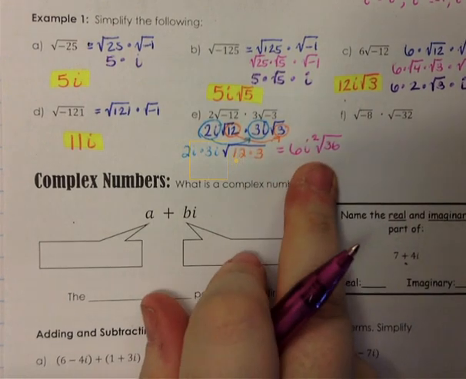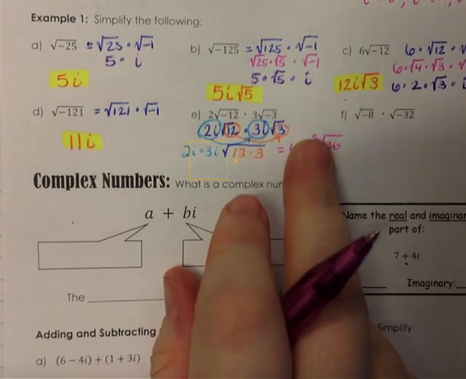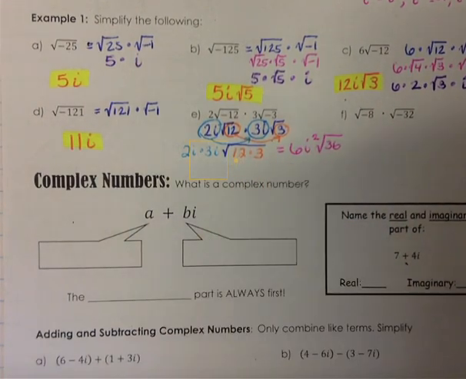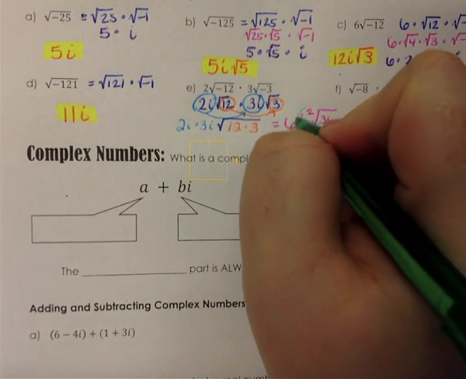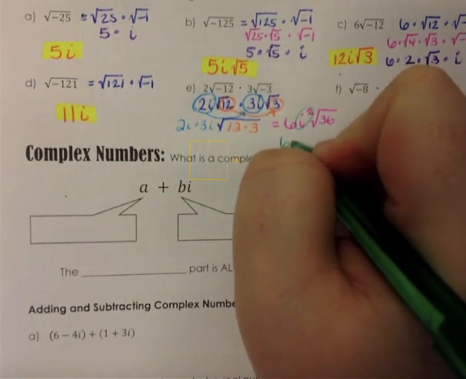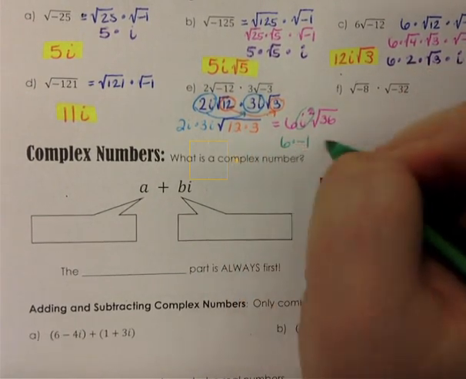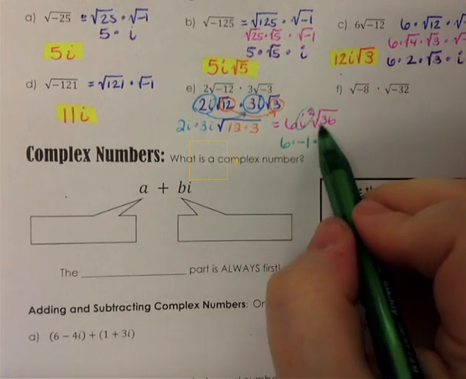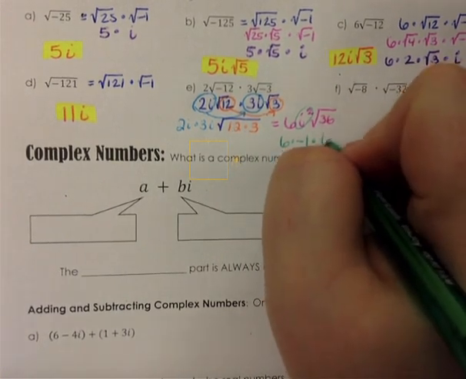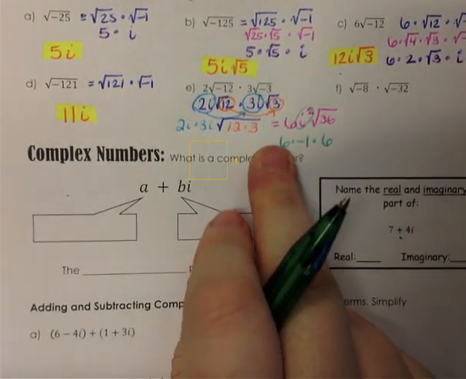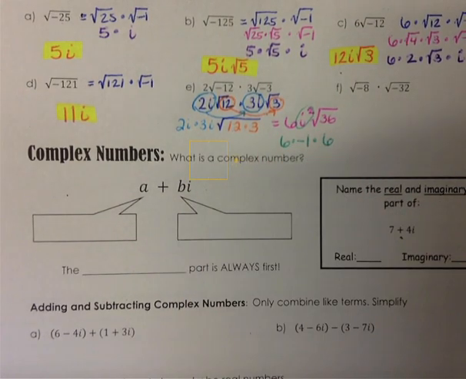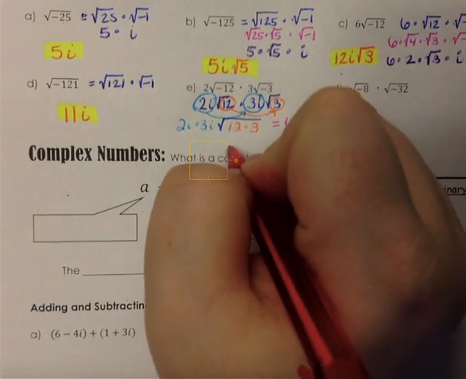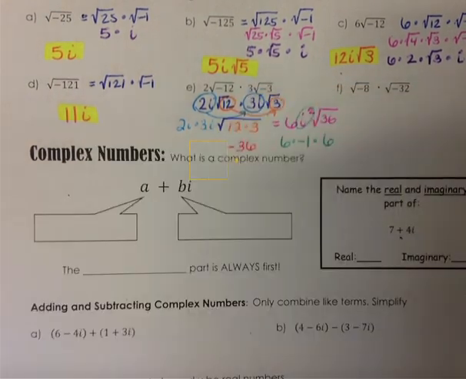Now we just have to simplify this. So 6 times i squared, again, if we look back at our rule, i squared is equal to negative 1. We do have to simplify that. So this becomes 6 times negative 1 times the square root of 36, which is 6. So 6 times negative 1 is negative 6, times 6 is negative 36. So negative 36 is actually our final answer.